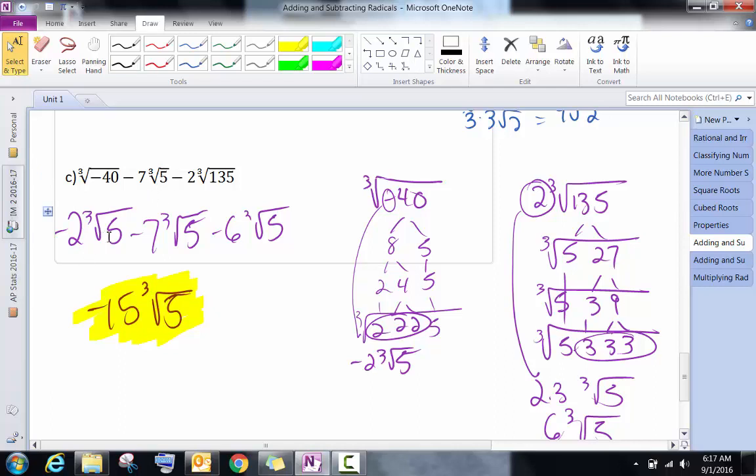So we have negative 2 cube root of 5, minus 7 times the cube root of 5, minus 6 times the cube root of 5. They're all like terms. We add up the coefficients, negative 2 and negative 7 is negative 9, negative 6 and negative 15. So let's go step by step through this. Add up your like radicals and simplify your radicals first.